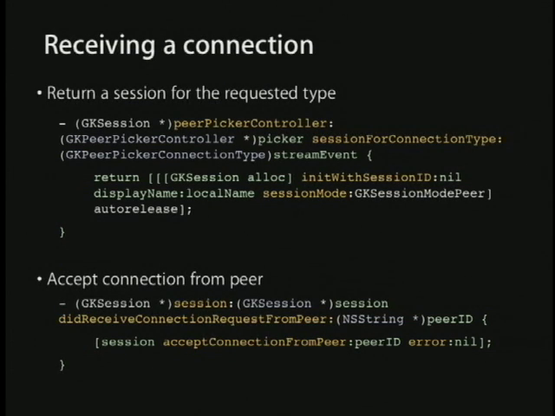Then it's up to you. So when you get a connection request from a peer, it's up to you to accept or deny that connection. I'm going to show you the accept connection case in just a sec. But this is actually what sets you up. So once you've accepted the connection, your GK session can go ahead and start sending data back and forth.